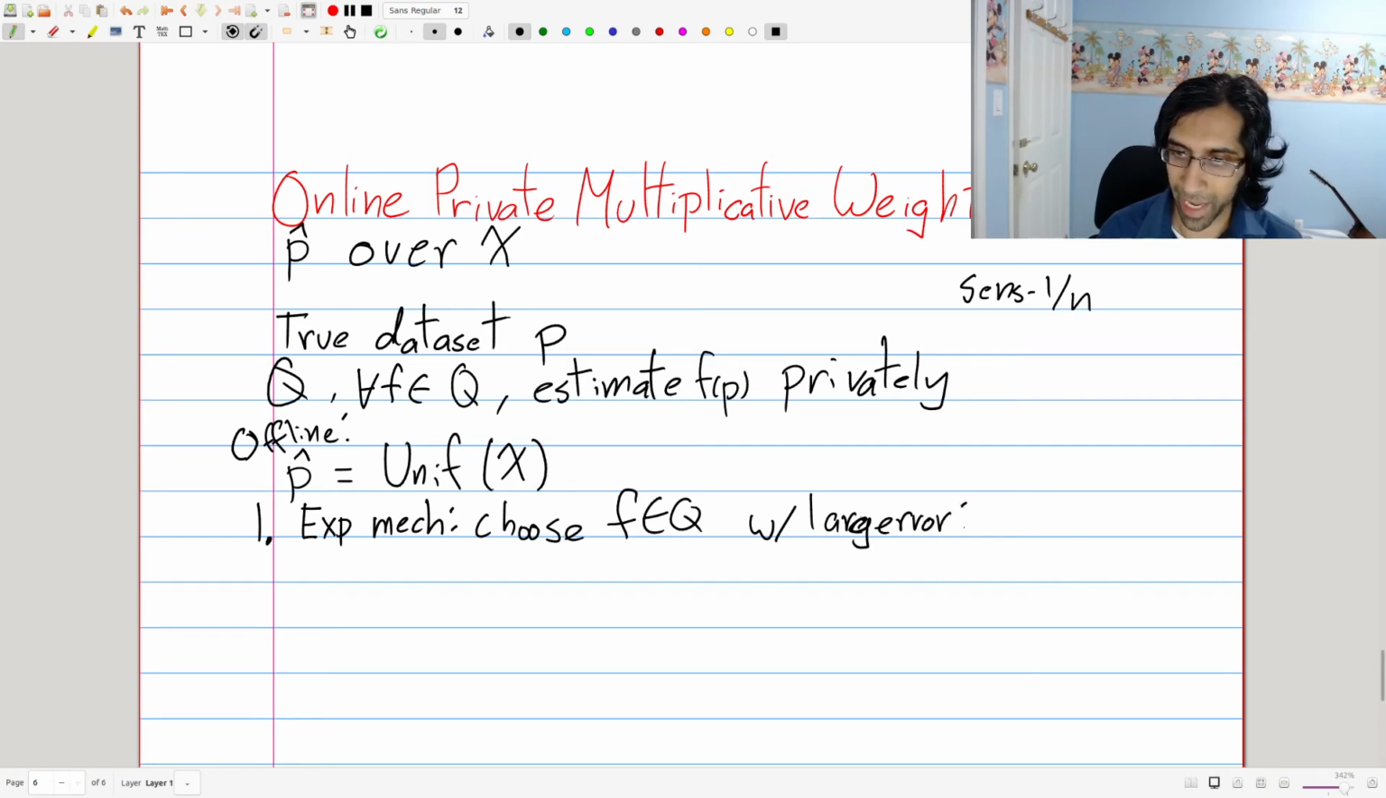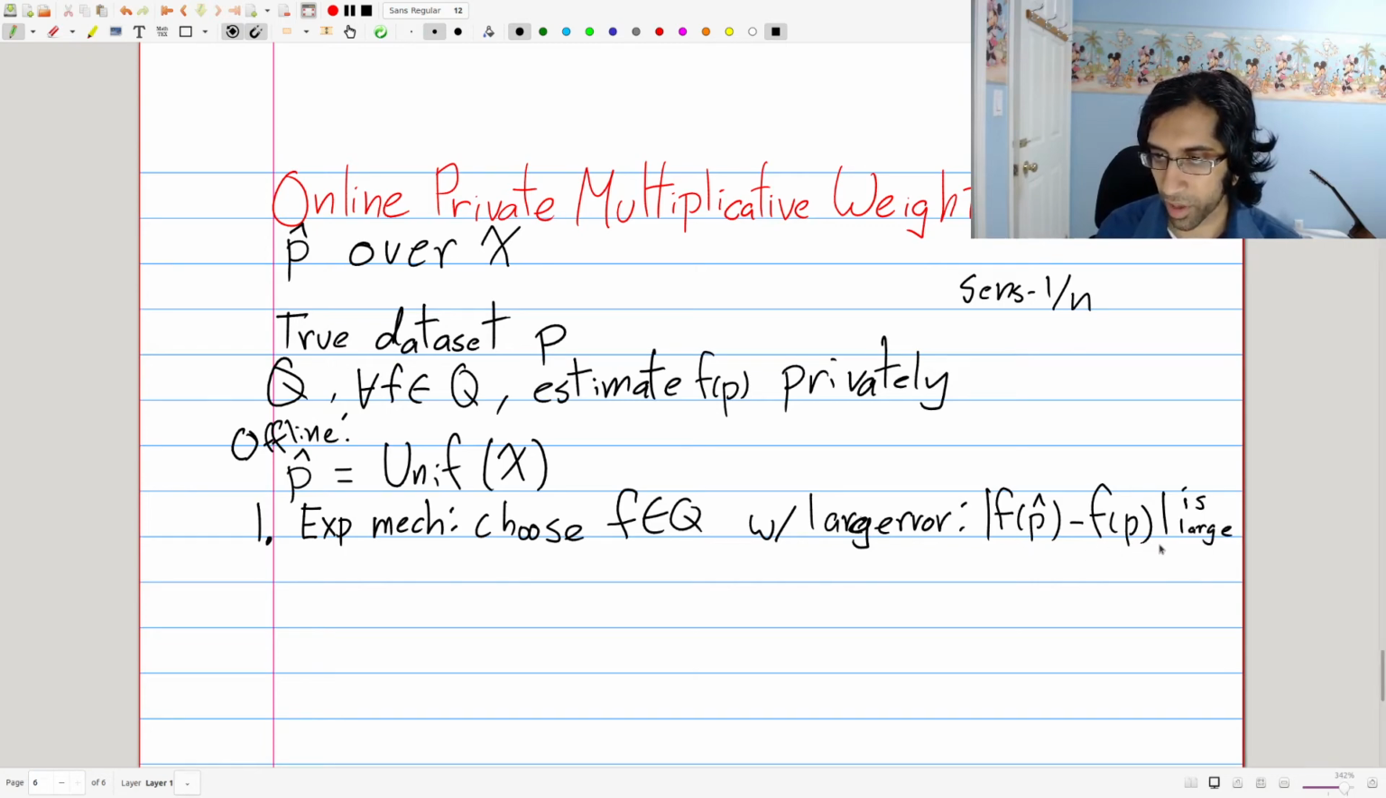What do I mean by that? I mean a query such that f applied to p hat minus f applied to p is greater than alpha. So the idea is we first choose something with a large error as best we can. Really, what we did with the exponential mechanism is try to find something comparable to the largest possible value of this. So that's the first thing we did.